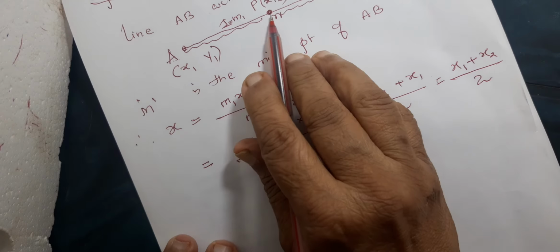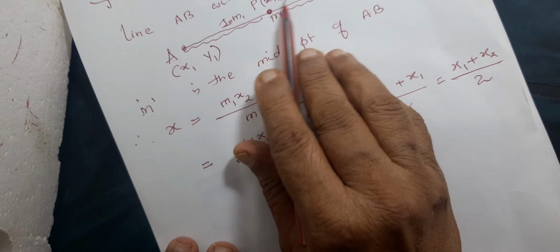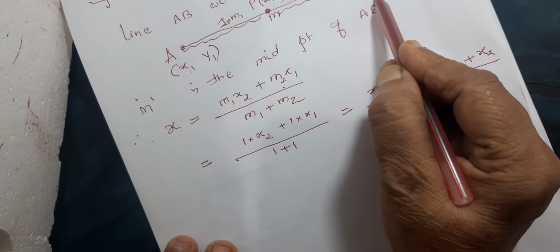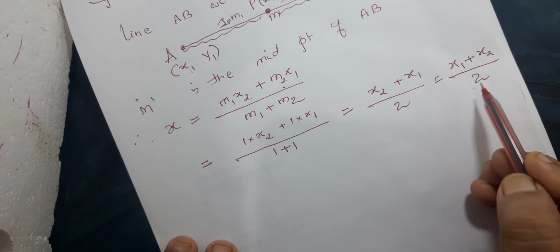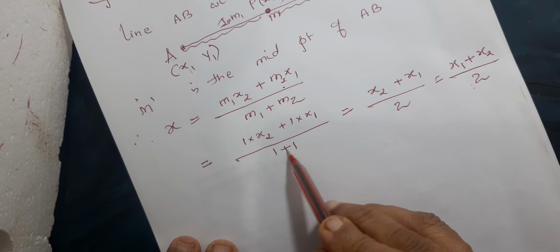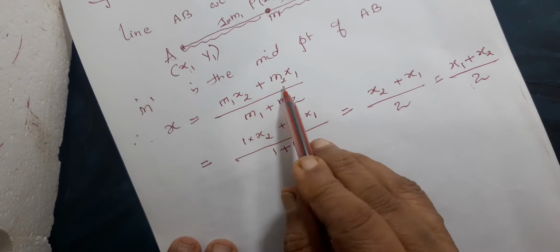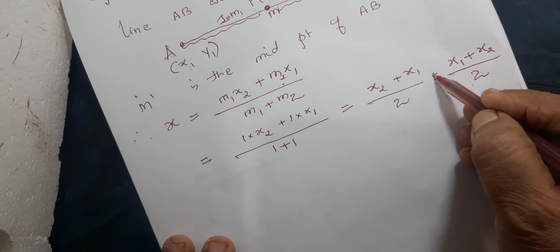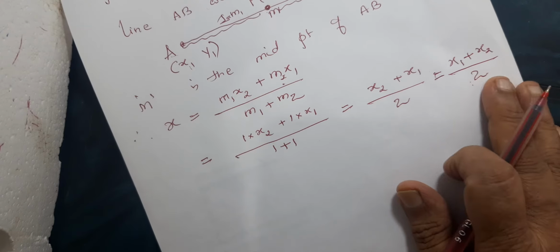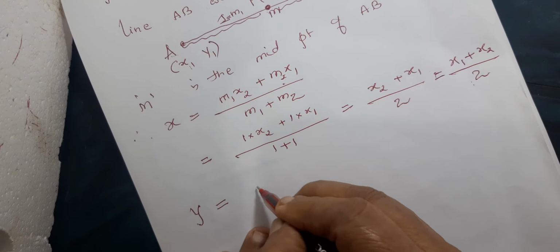So what is the meaning? If it is the midpoint and its coordinates are x and y, then x is equal to x1 plus x2 by 2. How does the 2 come? 1 plus 1. What is this 1 plus 1? It is the ratio's numbers, 1 is to 1. I hope you have followed. So x is equal to x1 plus x2 by 2. This is the midpoint's x coordinate. What about y? y also will be the same.